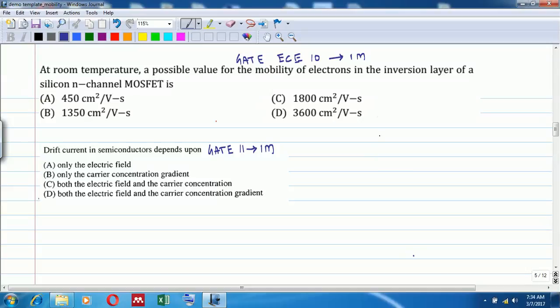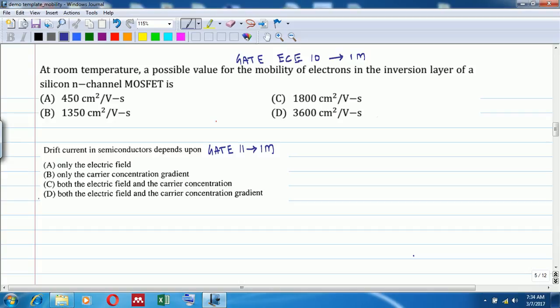We'll look into some of the previous year GATE questions based on the lecture on mobility and conductivity. This question was asked in GATE 2010 for 1 mark. At room temperature, a possible value for mobility of electrons in the inversion layer of a silicon N-channel MOSFET is. So they're asking you a probable value of mobility of electrons in the inversion layer.